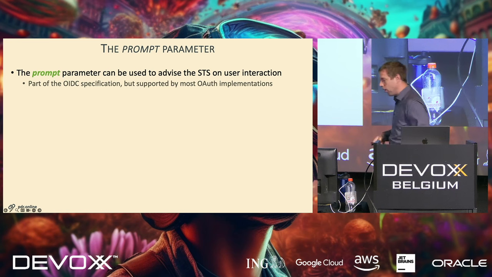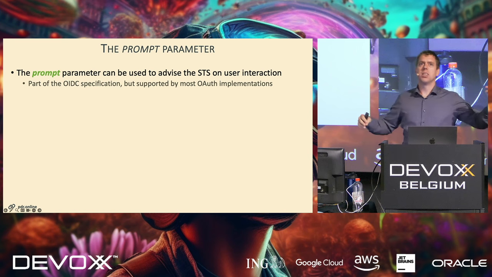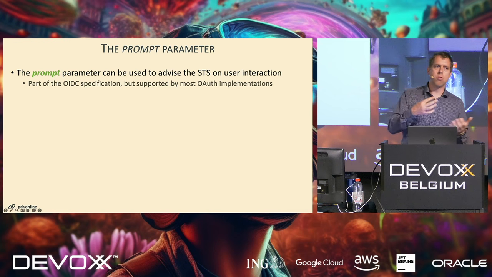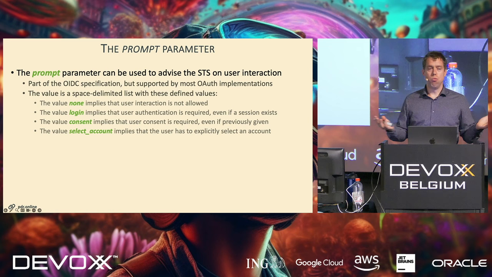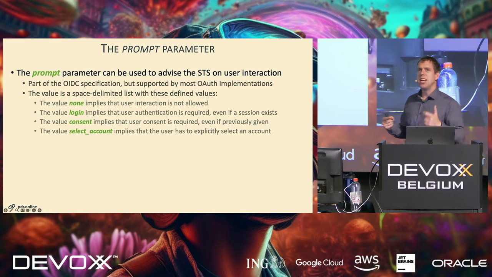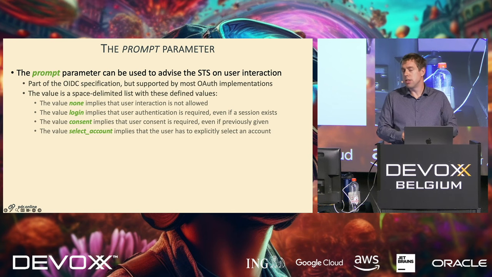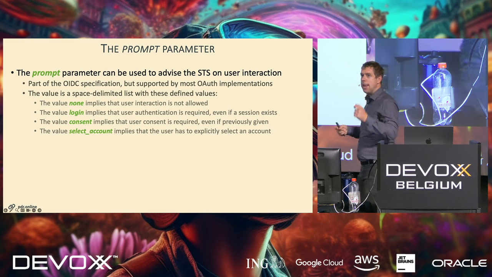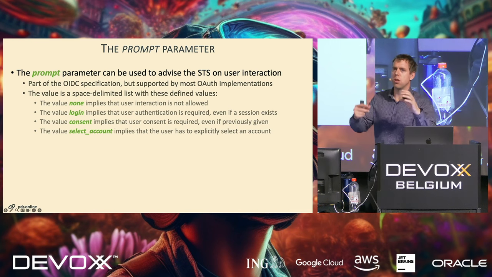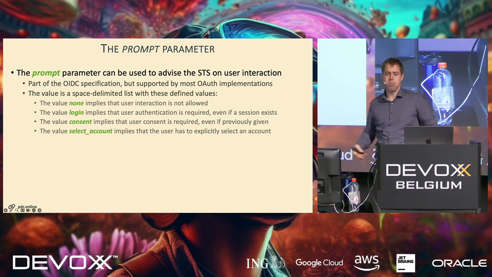The prompt parameter is part of the OIDC specification. This is really messy, so OIDC added it, but OAuth implementations, which mostly support OIDC anyway, also support it, so you can also use it for OAuth flows and so on. And there's four values. None, meaning no user interaction. Login, meaning I want you to force show a login dialog, even if you know who the user is, let them log in again. We can do consent, as in even if the user has given consent before, I want you to pop up the consent dialog again, which can be very useful for consent-based scenarios.